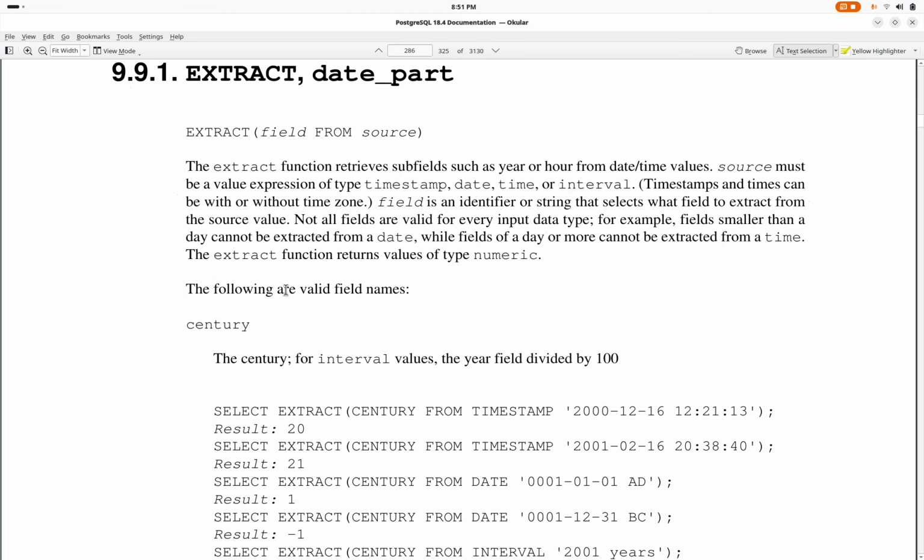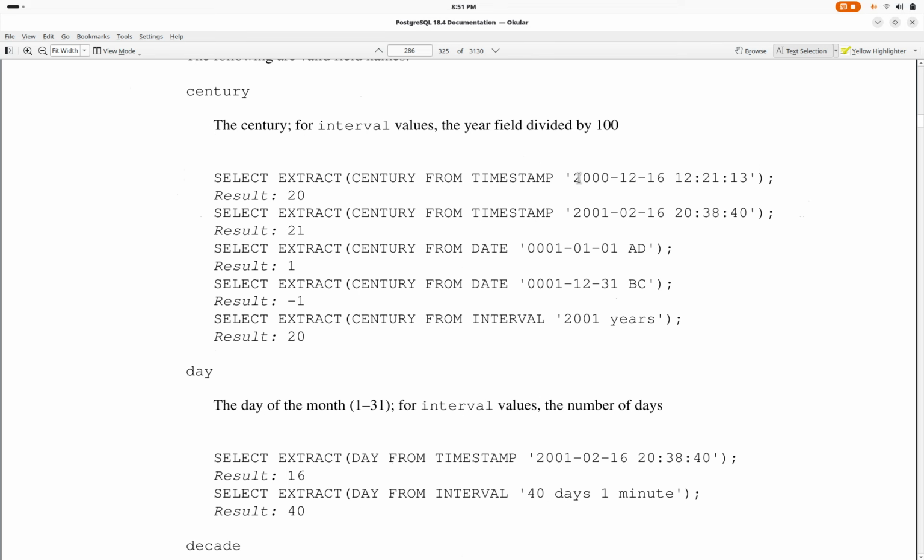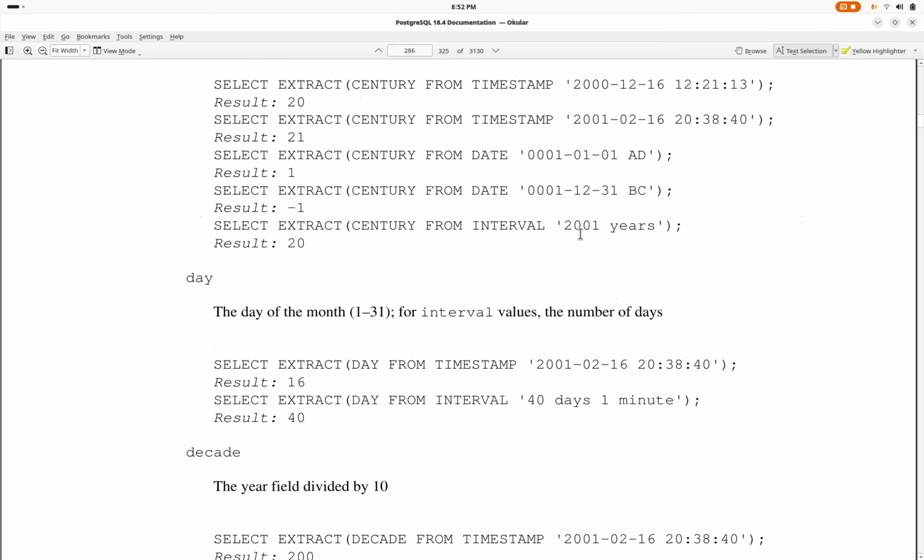The following are valid field names. Century, which can be extracted from interval values, is the year field divided by 100. So you see, we are extracting century from year 2000, so our century is 20. But if the year is 2001, it is 21. For 0001, it is 1. And for BC, it becomes -1. And if the interval is 2001 years, it is 20.